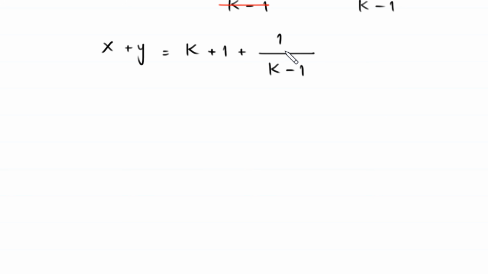Now this left hand side x plus y is a positive integer. This right hand side can only be an integer if this 1 is divisible by this k minus 1, and k is also a positive integer, means that k is greater than or equal to 1. If in this equation we set k equal to 1, then this 1 minus 1 will become 0, and dividing by 0 is undefined, so k cannot be equal to 1.